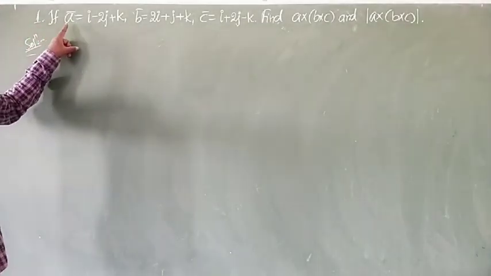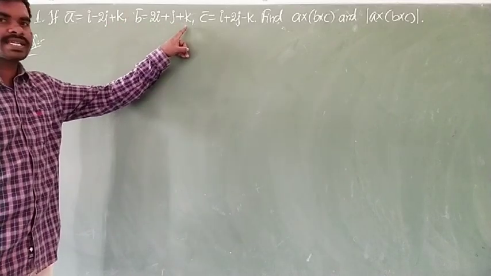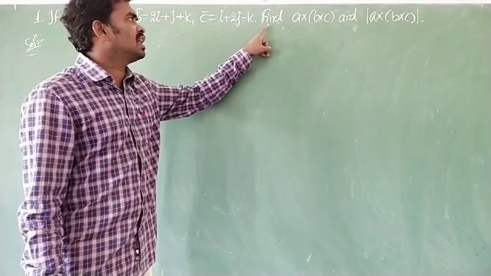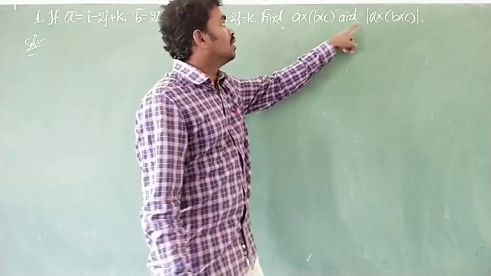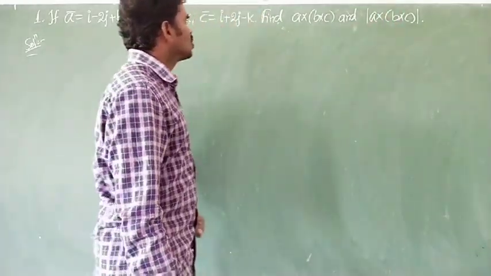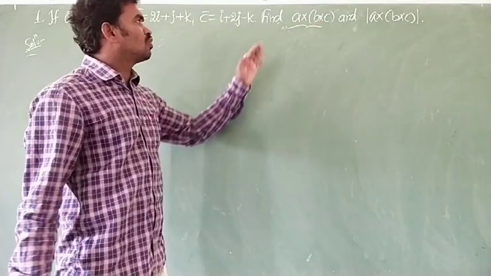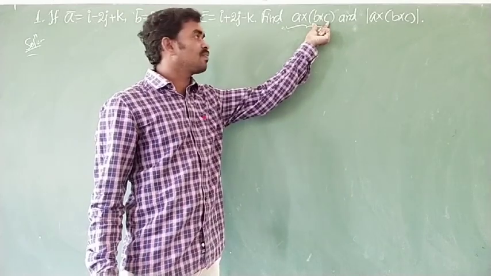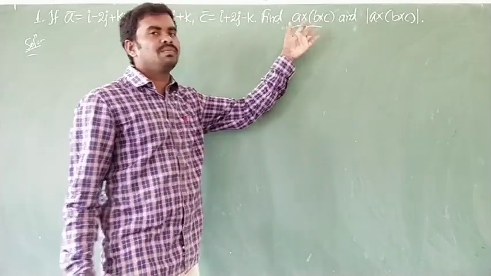First one: if a bar equals i minus 2j plus k, b bar equals 2i plus j plus k, c bar equals i plus 2j minus k, then find a cross (b cross c) and the modulus of a cross (b cross c). Okay, so let us first find a cross (b cross c). To find it, we first find the b cross c vector. After getting b cross c, we can find a cross (b cross c).